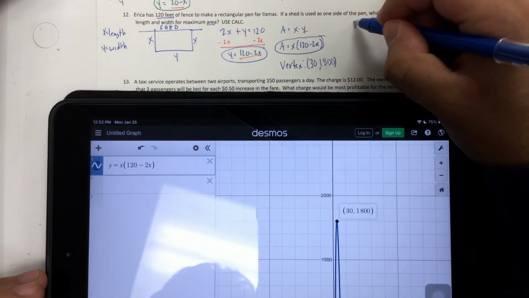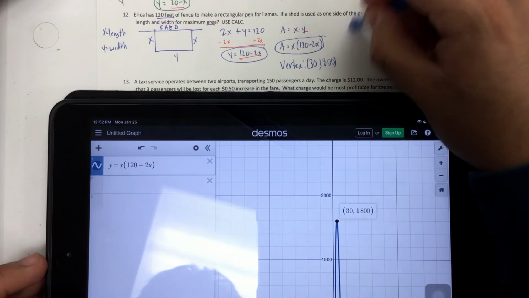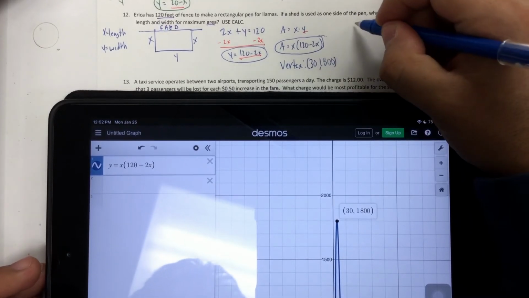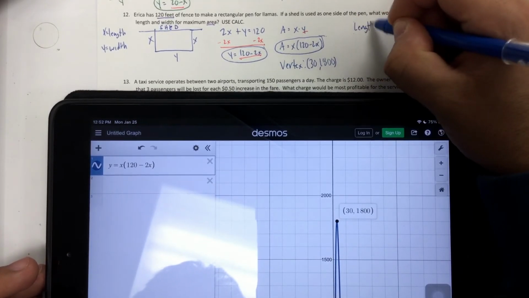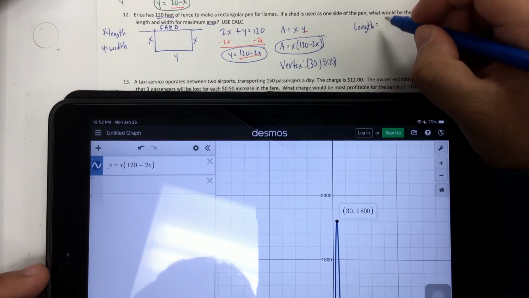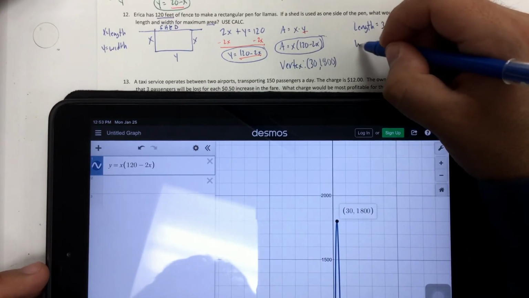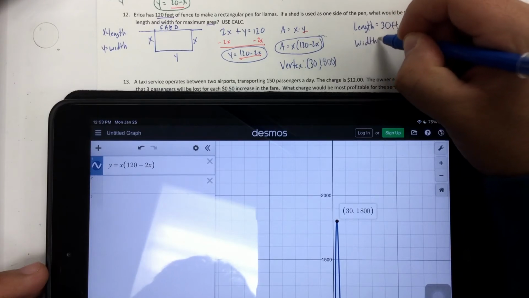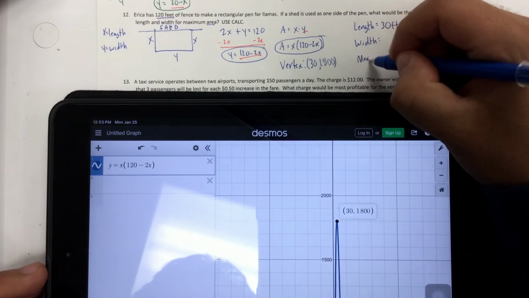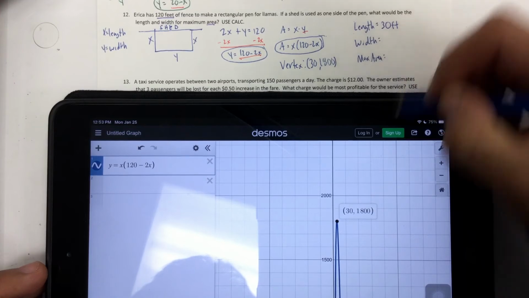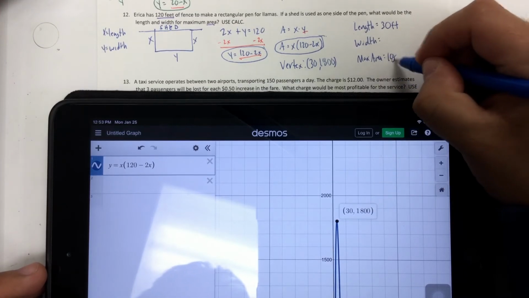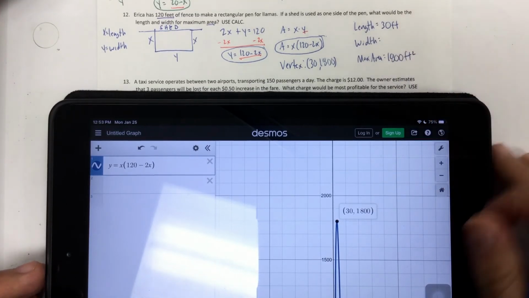So for our length, that's the x value, which we identified. So our length is 30 feet. For our width, we don't quite know that yet. We do know that our max area is 1800 feet squared.